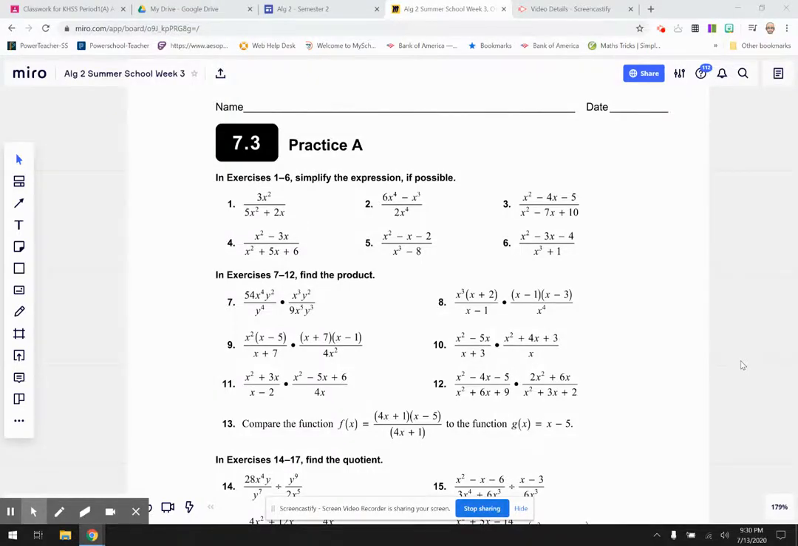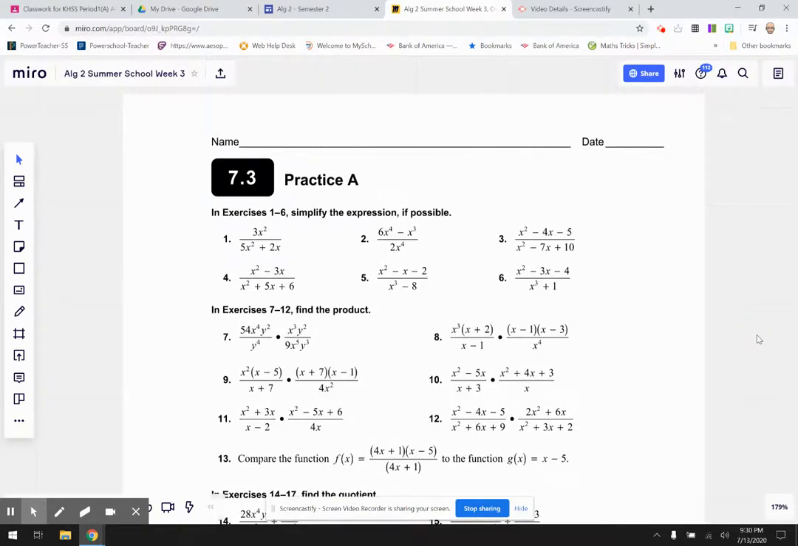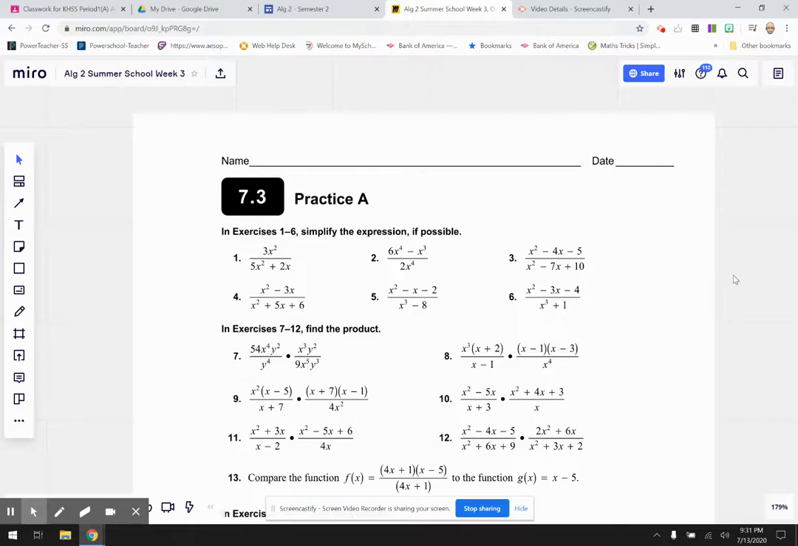All right, here is a video for 7.3 Practice A, Odd Problems. Your job, after I'm done with the video, and the odds is for you to do the evens and do them all on your own paper, or you can print the worksheet and do it on the worksheet, do it on the back, whatever. But just make sure you turn in the assignment to Google Classroom. Show your work. I need you to turn in a picture of your work onto the assignment.